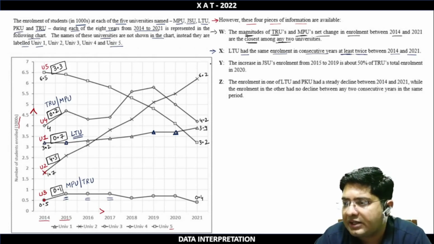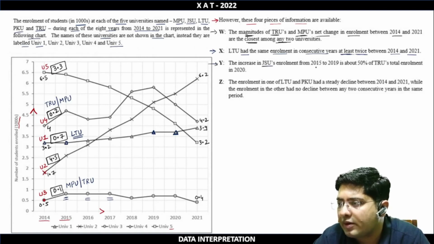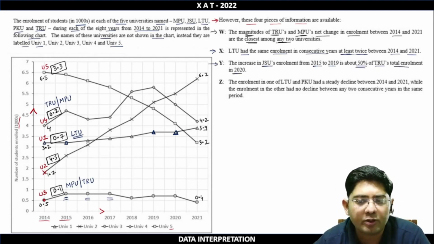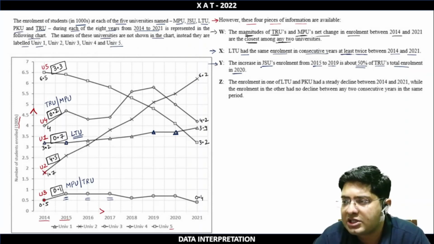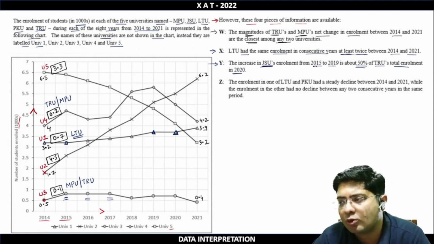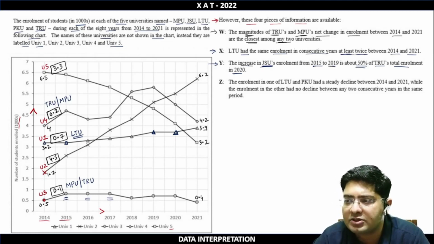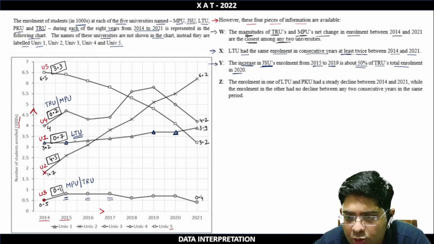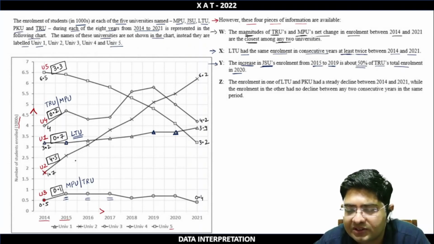Now let's look at the Y clue. It says that the increase in JSU enrollment from 15 to 19 is about 50% of TRU's total enrollment in 20. Now TRU, we know, is either University 4 or University 3. But JSU's enrollment increase from 15 to 19 is 50% of TRU's enrollment in 2020. So let's look at the remaining university lines.